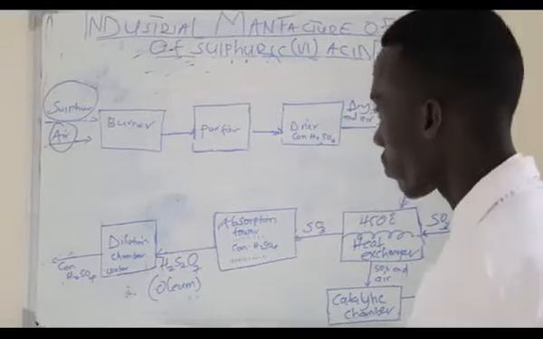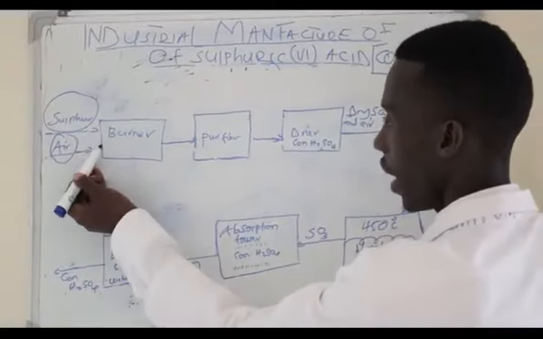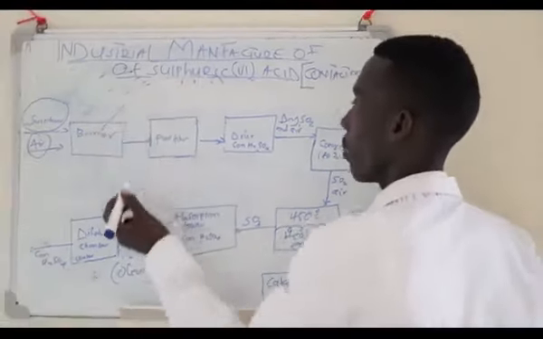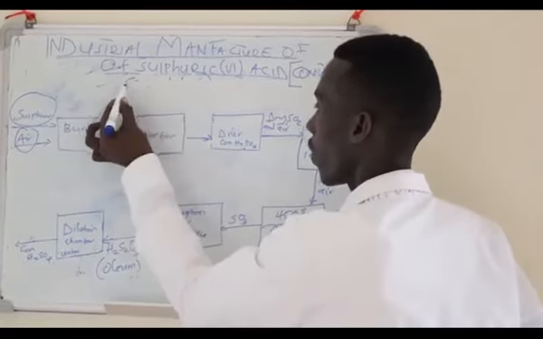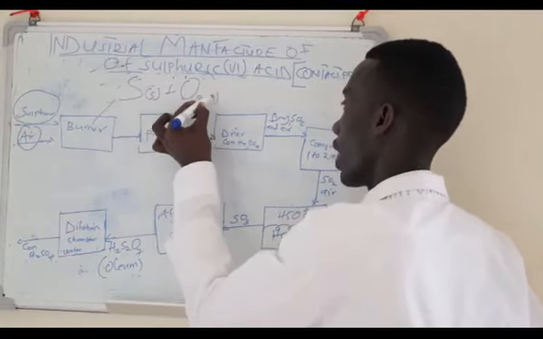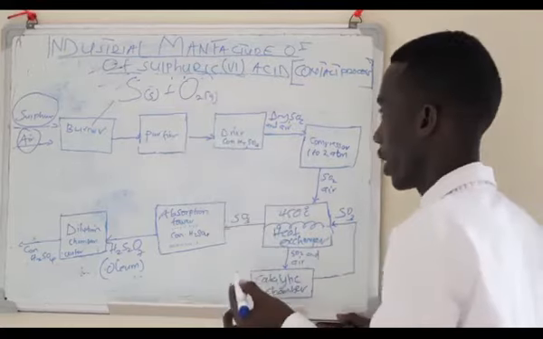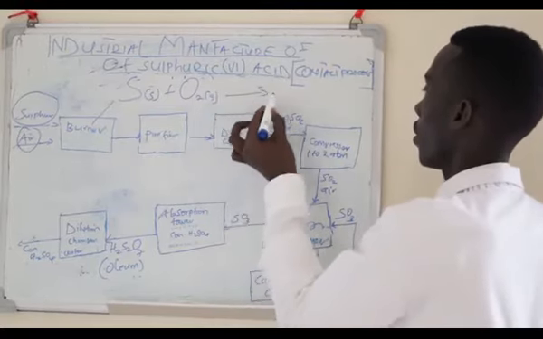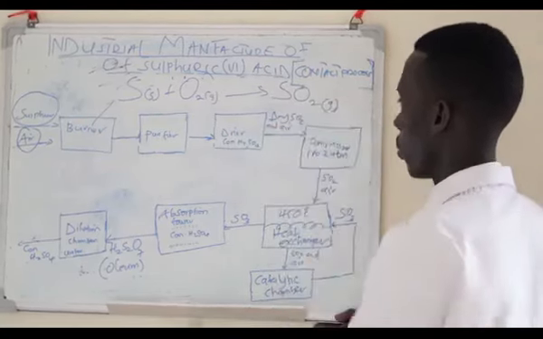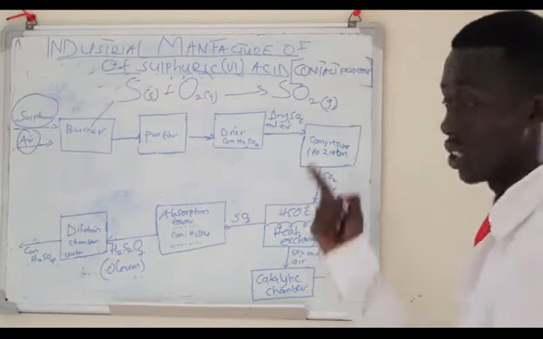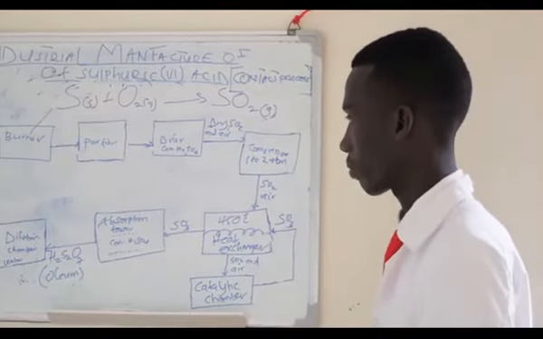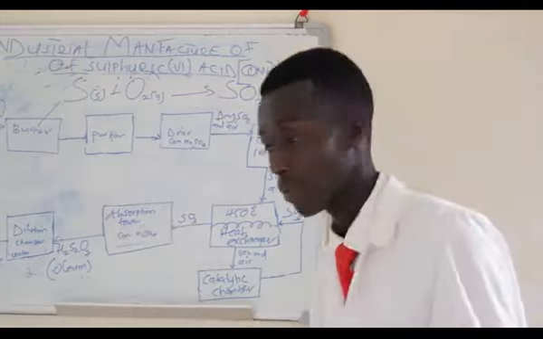In the burner, sulfur and air react together to form sulfur dioxide. The equation that takes place in the chamber is this. We have our sulfur, which is a solid, plus oxygen, which is a gas. Oxygen is diatomic, so it is supposed to be indicated in this way. Then we produce sulfur dioxide, which is a gas. When you check, our equation is self-balanced. There is no need to balance this equation because it is self-balanced. This is the equation that takes place in the burner.